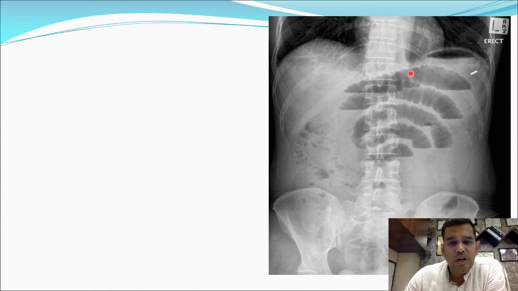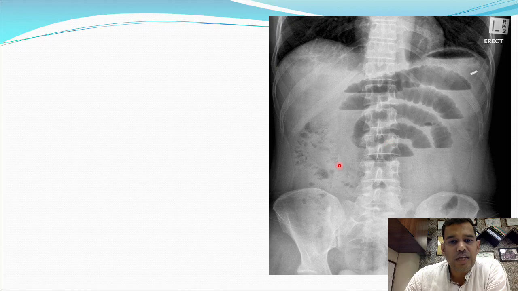So B is bowel position. Which air fluid level in which position do you see? It is mostly in the center of the abdomen, not on the right lateral wall or on the left lateral wall. Those are the places where you have a large bowel. So it is in the center of the abdomen. So probably this is the small bowel air fluid level.